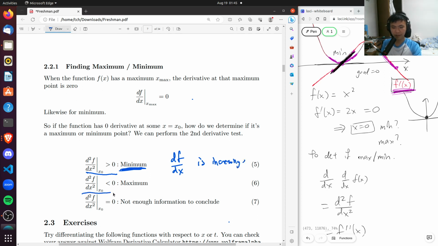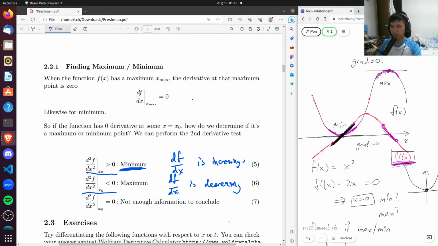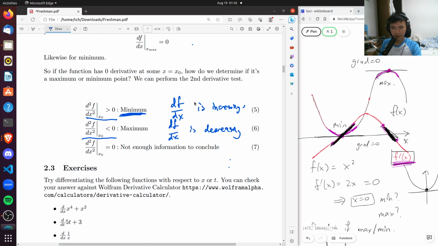Whereas if the second derivative is negative, that implies that the derivative is decreasing, which corresponds to this point over here. I see that the derivative function is decreasing over here. So that's how, in order to determine whether a point is minimum or maximum, we take the second derivative. If it's positive, great, it's a minimum. If it's negative, it's a maximum.